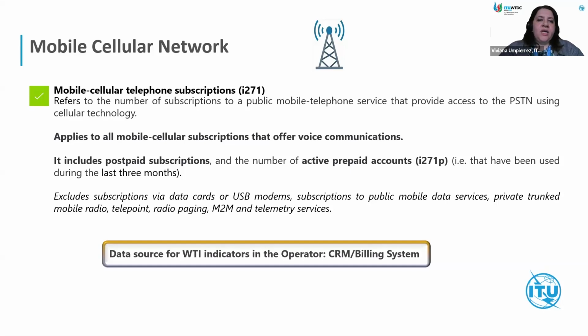In terms of the mobile cellular network, quickly, we're going to see the indicators. The first indicator that we have is the mobile cellular telephone subscriptions. We count the subscriptions that offer voice communication. Of course, in a country, there could be different kinds of services, a prepaid or a contract, different modalities to subscribe to the service. So it is important that you have in mind that the data source for this indicator in the operator is the billing system. Again, because the network data doesn't care if you are prepaid or on a contract. You make the call, you use your mobile phone. So this information is always located in the billing system.